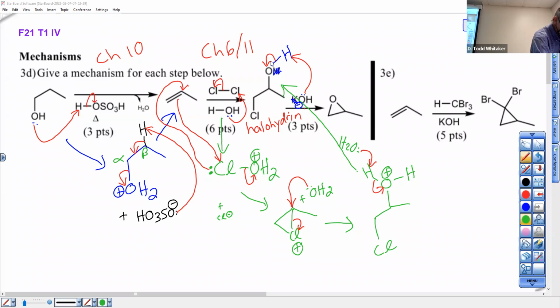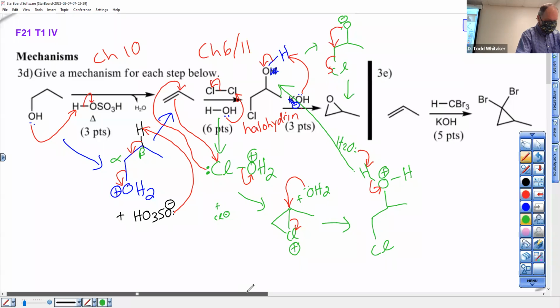Got a carbon with a leaving group in the same molecule as a nucleophile. Make bond, leaving group leaves, epoxide is born. There you go, we made an epoxide. And that's it for that one.